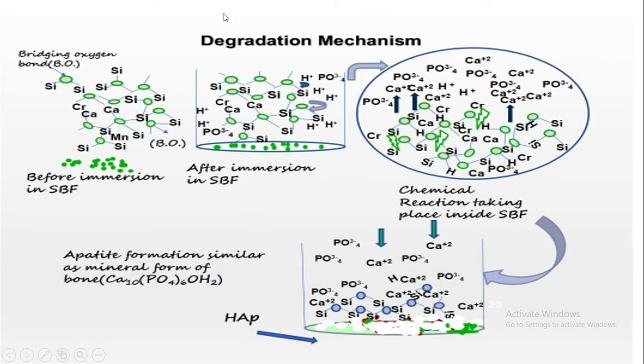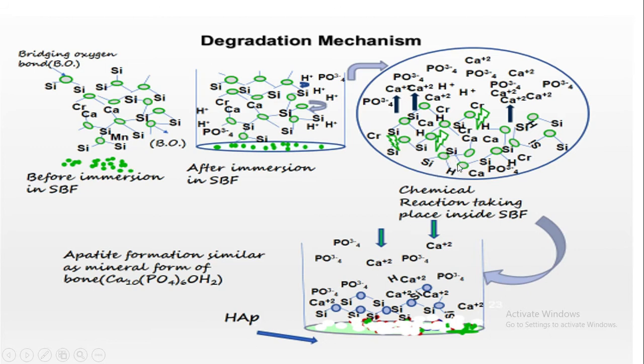Now we're going to discuss the degradation mechanism. Before immersion in SBF, the bioceramics exhibited the bridging oxygen, that is the silica-oxygen-silica bond. But after immersion in SBF, the H positive ions from the SBF enter into the silica network, and with the release of calcium ions from the bioceramic surface, this further leads to the apatite formation, as with the formation of silanol, these SiOH bonds are negatively charged.